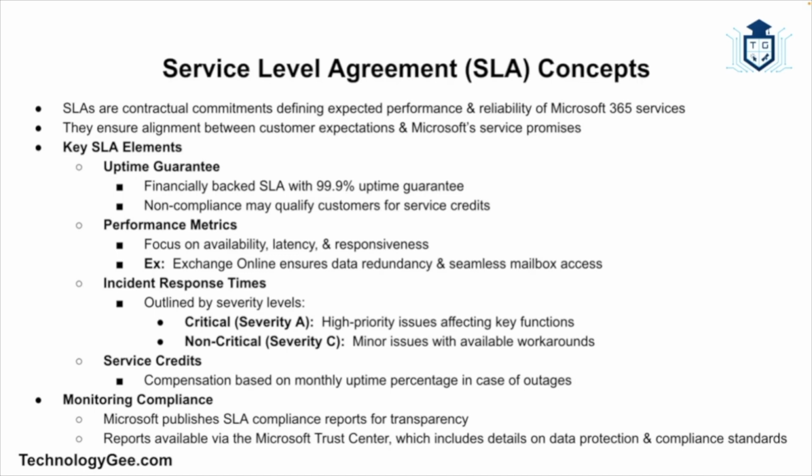So let's talk about some of the key elements of a service level agreement. We have the uptime guarantee. Microsoft 365 offers a financially backed SLA guaranteeing 99.9% uptime. If this target is not met, customers may qualify for service credits. We have the performance metrics. These metrics include service availability, latency, and responsiveness. For instance, Exchange Online guarantees data redundancy and seamless mailbox access.